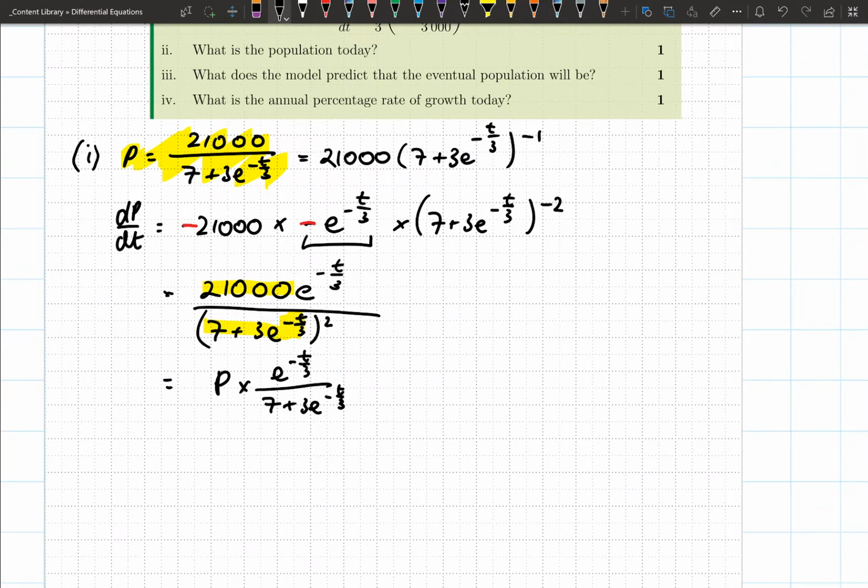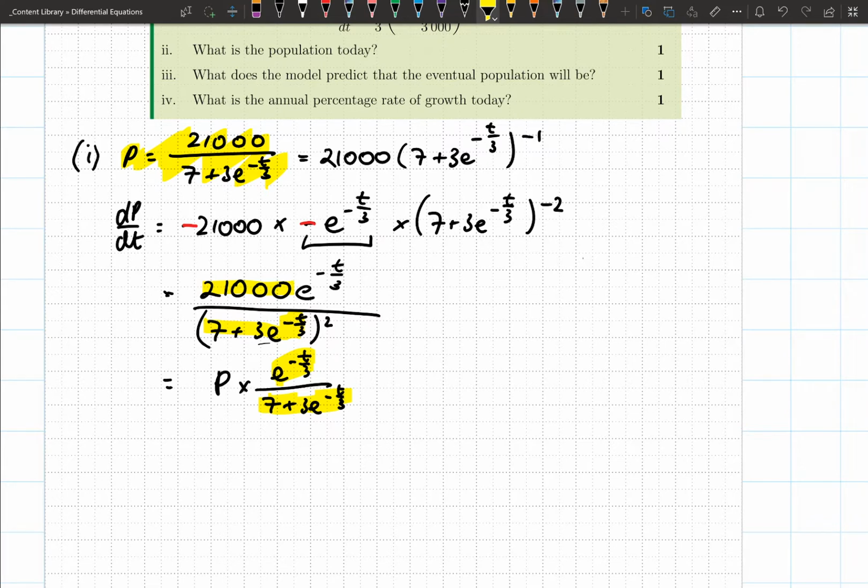Excellent. Okay, cool. Now that I've done that, what I need to do is get rid of this whole part and replace the e to the power negative t over 3 with P's. Now, there's two parts here. First of all, you've got the thing at the bottom and you've got this thing at the top, right?